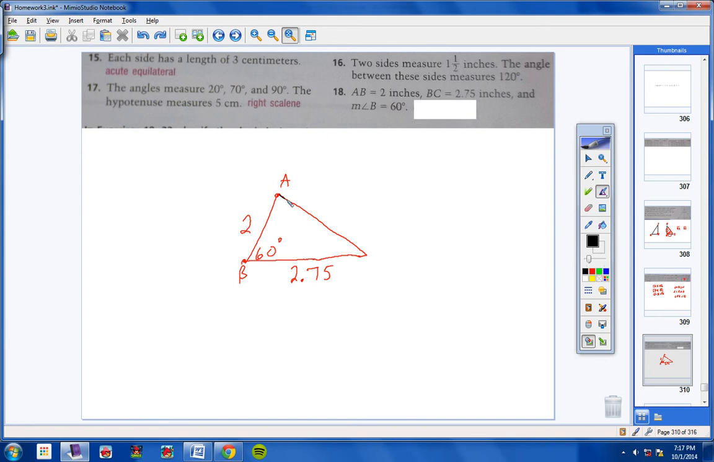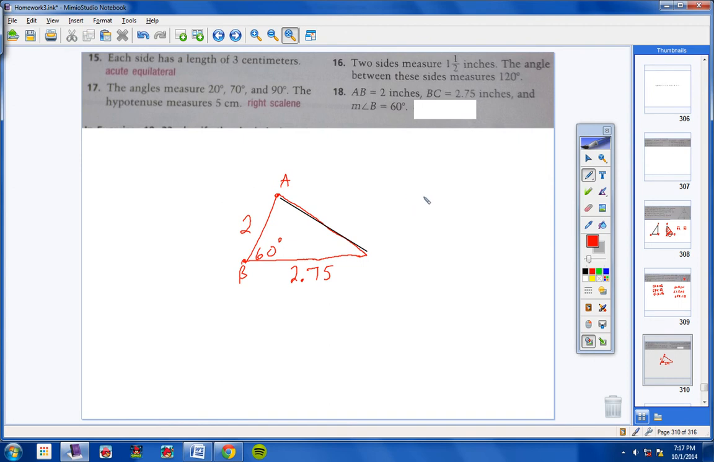Could be the same length as this side down here. But really, if you took this and just swung it straight down, there's no way it could be as long as 2.75. Okay, there's no way.